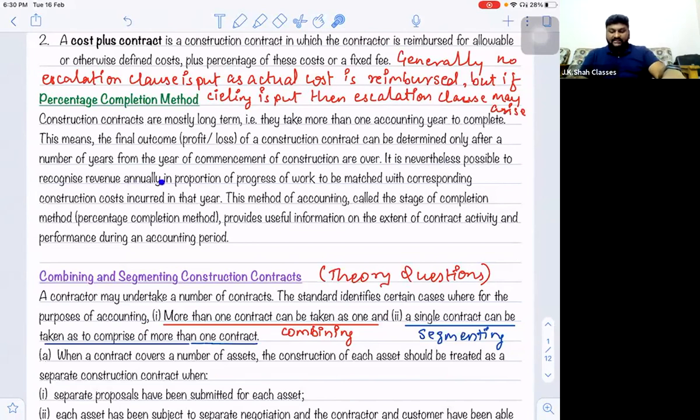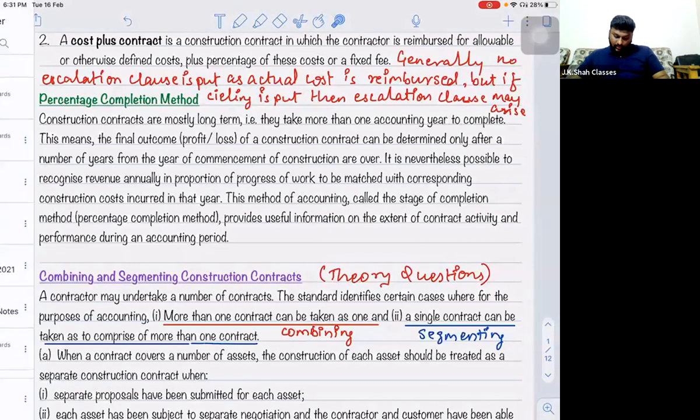It is nevertheless possible to recognize revenue annually in proportion to the progress of work, to be matched with the corresponding construction cost incurred in that year. So technically, whatever cost you have incurred, in that proportion, revenue can be recognized. So we will be using this percentage of completion method, which is fair enough to match your revenue with your cost. This method of accounting, called the stage of completion method, provides useful information on the extent of contract activity and performance during an accounting period. So this particular method is very crucial, and it will take care of your matching concept as well, because it will match your revenues with your expenses for the particular period. Now, how will it be matching? Just have a look over here.